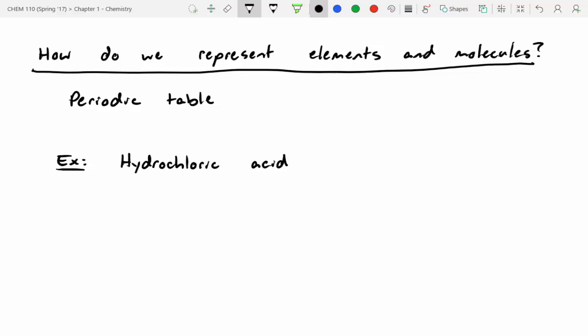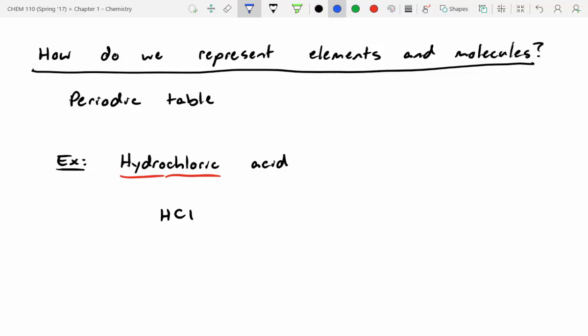using symbols? And oftentimes we can do this by breaking apart the word. So we've got hydro here. What do you think hydro is? Hydrogen, right? So in this case, we've got a hydrogen. And then we've got this chloric over here. Chlorine, right? So if you're familiar with the periodic table, Cl is number 17 over there. And hydrochloric acid is just represented as HCl, right?